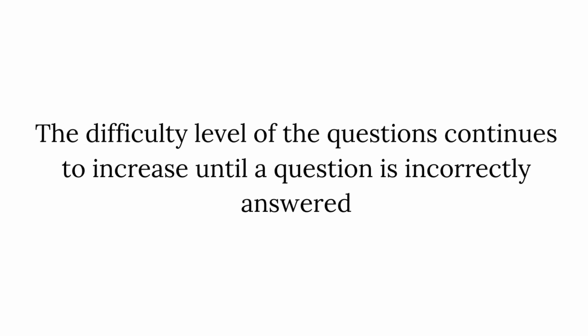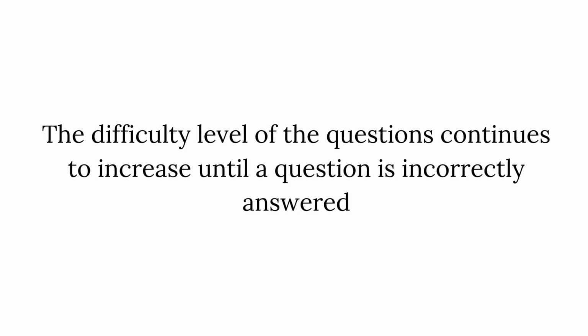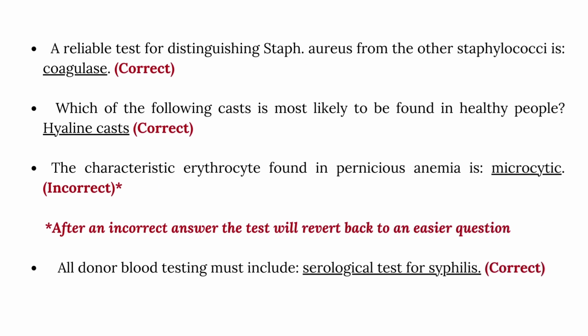Computer adaptive testing means that when a person correctly answers a question, the next question has a slightly higher level of difficulty. The difficulty level of questions continues to increase until a question is incorrectly answered. Then comes a slightly easier question. Here is an example of how this system works. The total score for the exam is 1000, and if you get 400 or above, congratulations, you have passed the exam.